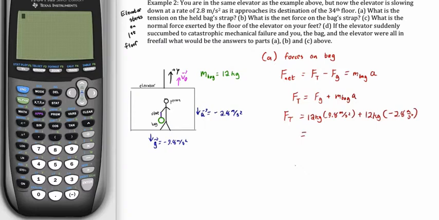And what we get is 84 newtons. And that's just by taking 12 kilograms times 9.8, and then subtracting out the 12 times 2.8. And of course we could have actually factored out 12. That would have been better, but we'll do 2.8 here.